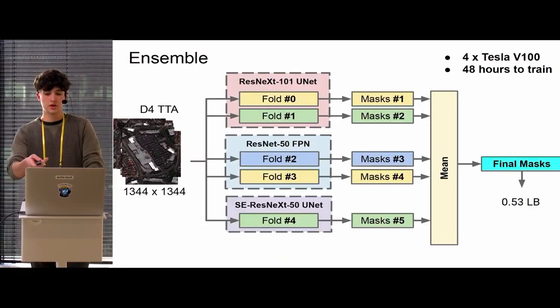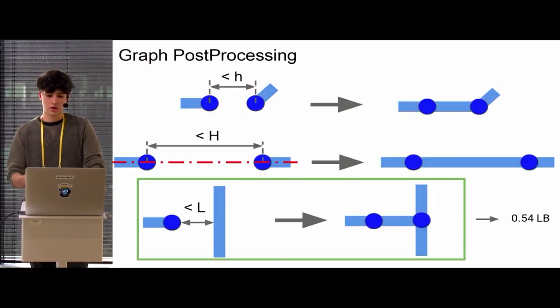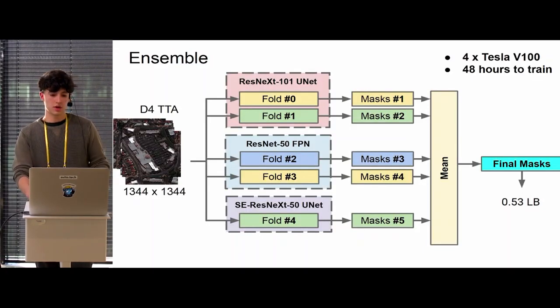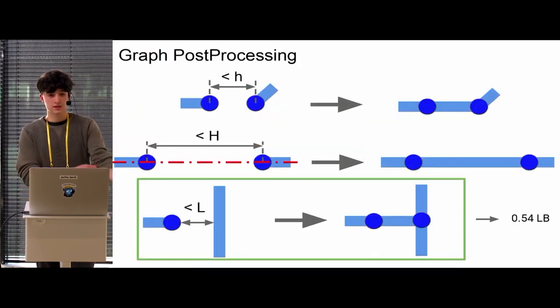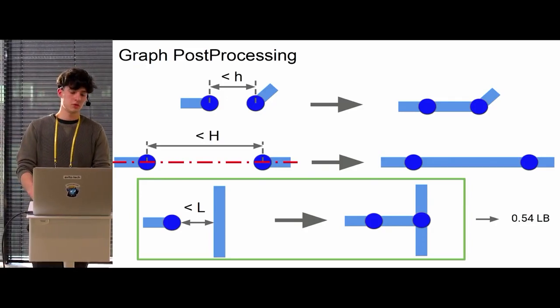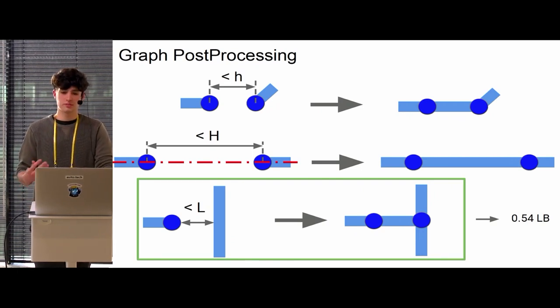This ensemble gave me a much better score of 0.53 on the leaderboard, approaching the prize places. And also one important aspect of my solution was improving the graph post-processing. So the original winning solution of SpaceNet 3 by Elbow, and the provided baseline, use a series of post-processing policies for the predicted graph.